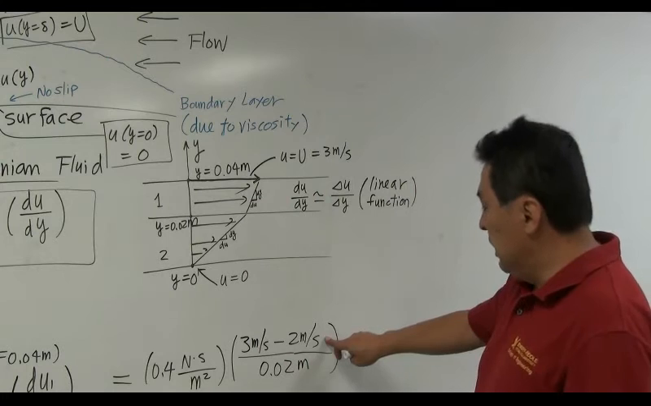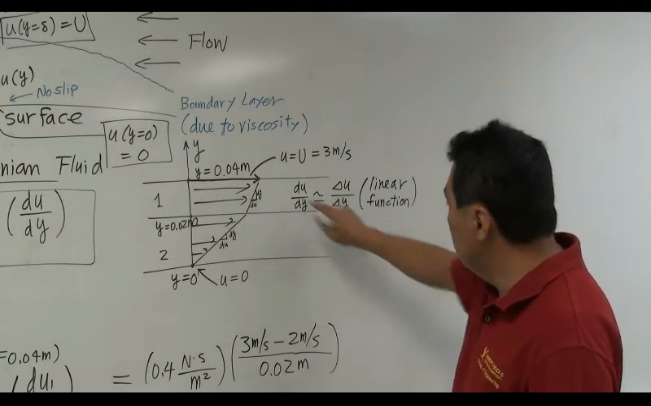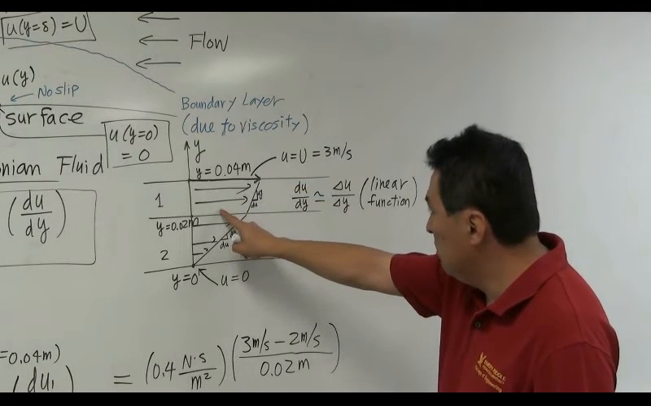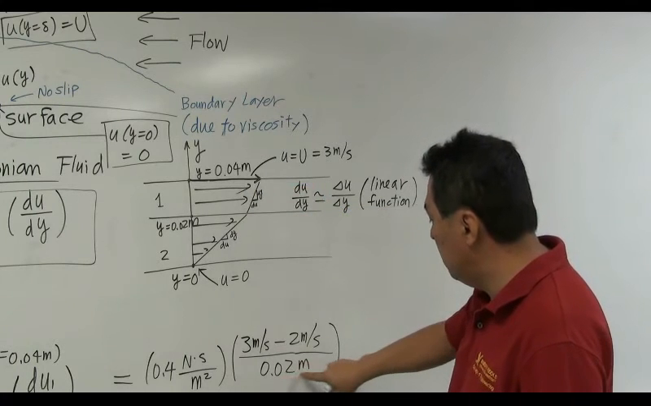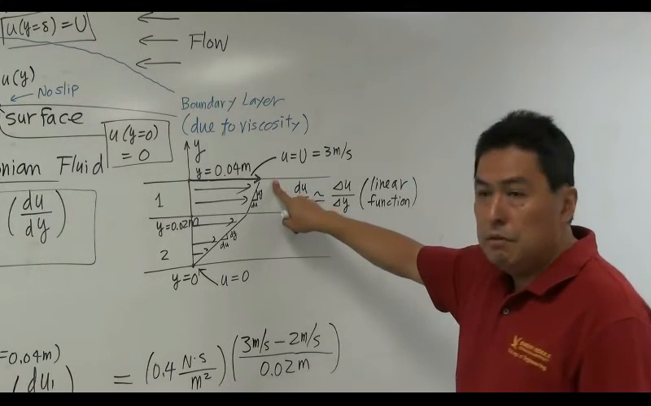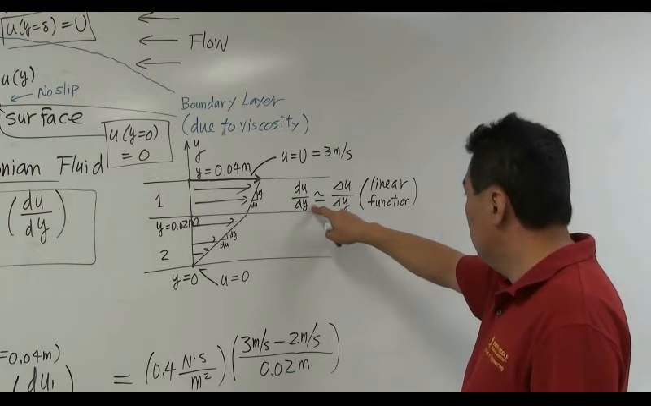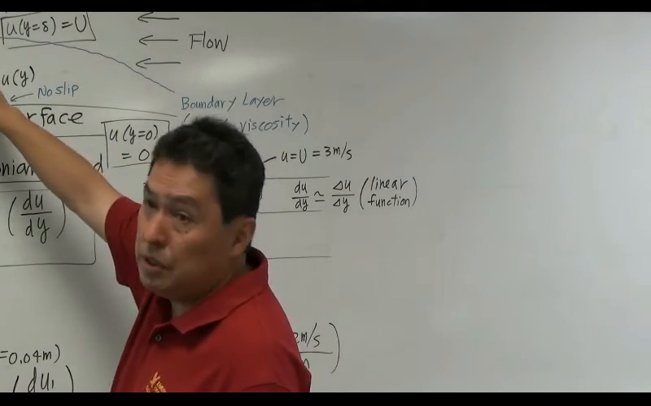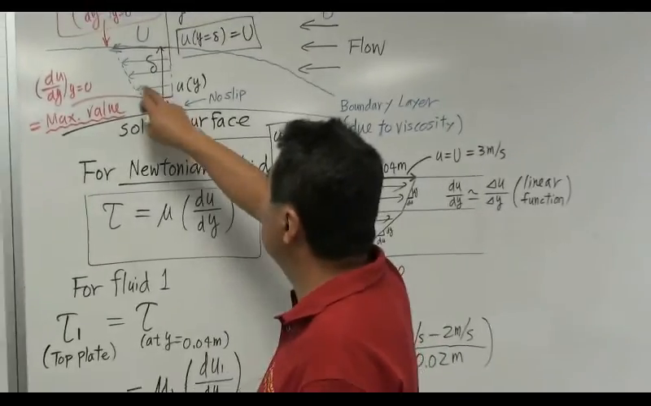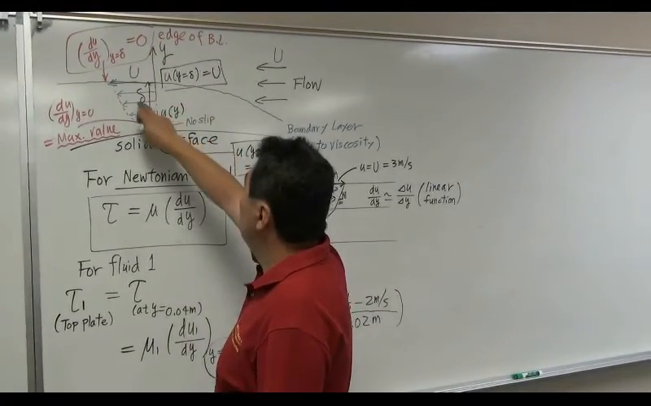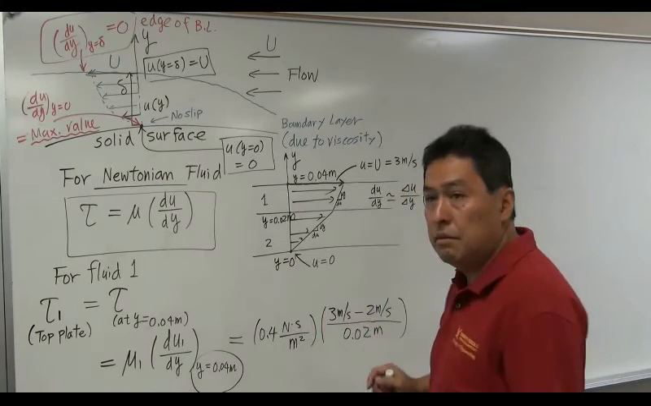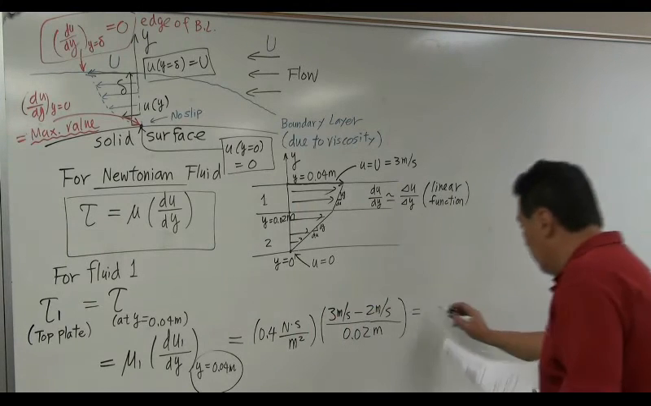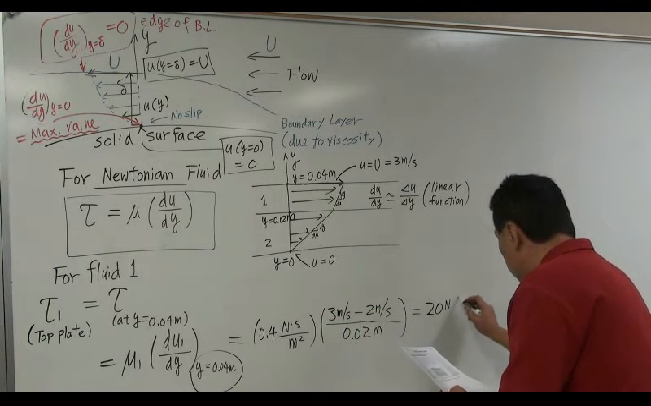So let's understand what this means. Over this much height, which is delta y, how much velocity change happened? Velocity changed from 2 meters per second to 3 meters per second over the height of 0.02 meter. Since this is a linear function, this is called du dy, the slope. Okay? Now, you can never do the same thing if this is nonlinear. Of course, you have to literally find the velocity as a function of y, then take a derivative to find it. Okay. By the way, this is going to give you 20 Newton per meter square.